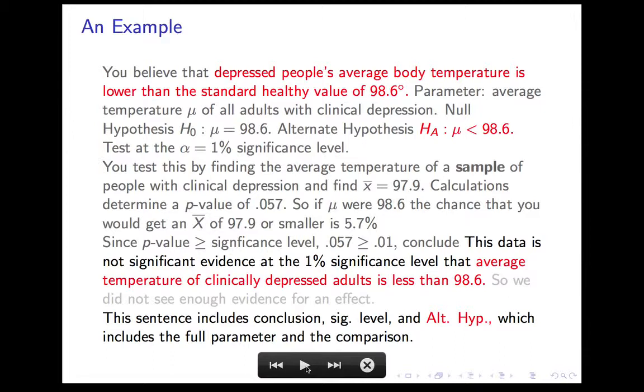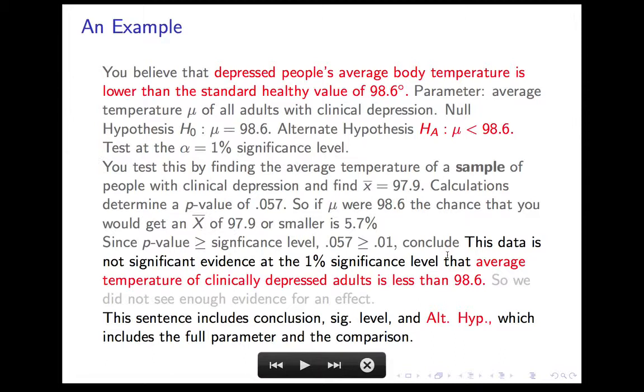The alternate hypothesis is that the average temperature of clinically depressed adults is less than 98.6. That's being said in words here, but it's being said up above when we described the process. HA: mu is less than 98.6 is saying it symbolically. Mu is the average temperature of clinically depressed adults, less than 98.6, and it's also being said less formally in the initial question. So the initial question becomes the formal alternate hypothesis. It gets written symbolically when you're doing the test, and it gets written in words when you draw the conclusion.